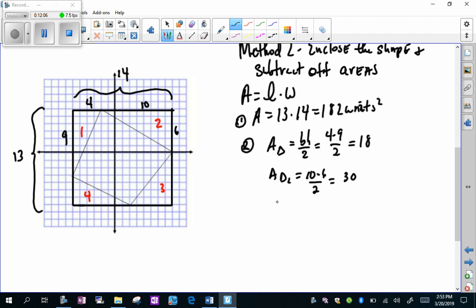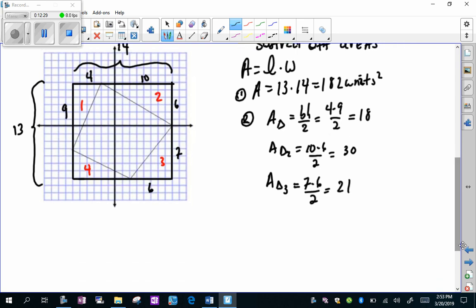I keep going. I'm going to get area of triangle number 3. If I count down, it's going to be 7. And then that's going to be 6. So the area equals 7 times 6 divided by 2. And that's going to give me 21.